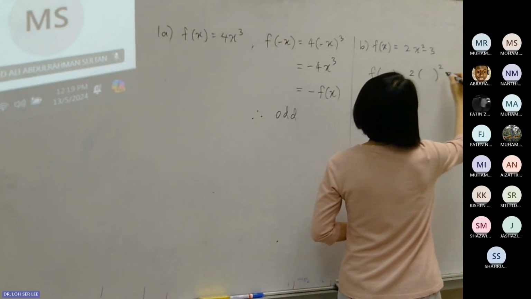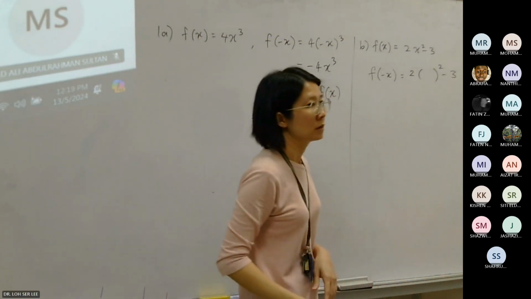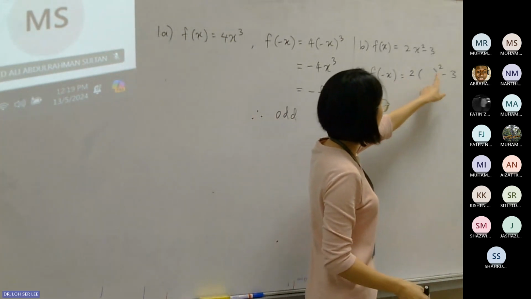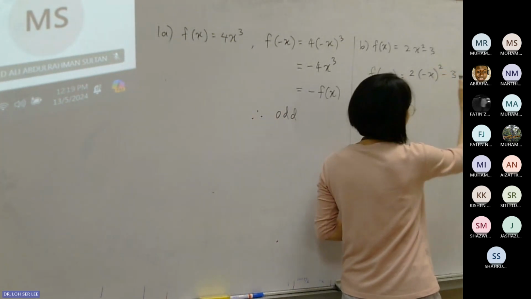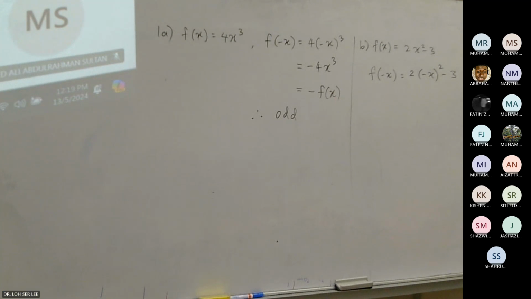Two x squared minus 3. 2x squared, but now no longer x, but negative x. So this one, you get positive, right? Negative 1 squared, you get positive. So you get 2x squared minus 3. 2x squared minus 3 is your f(x).